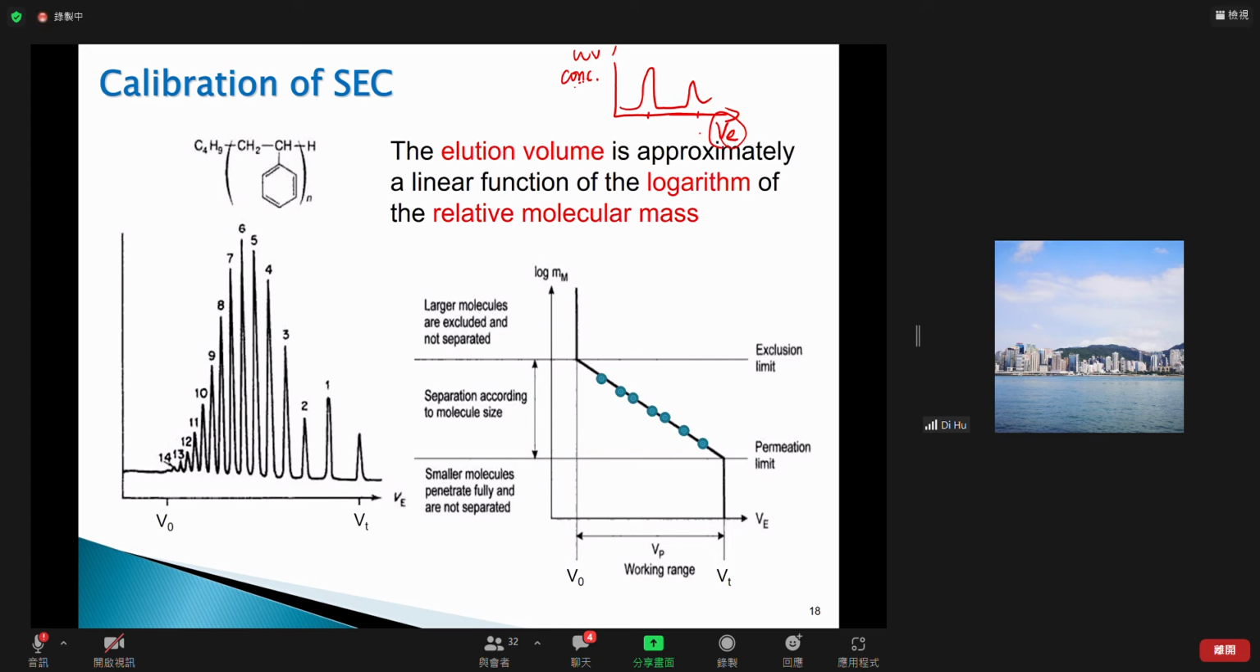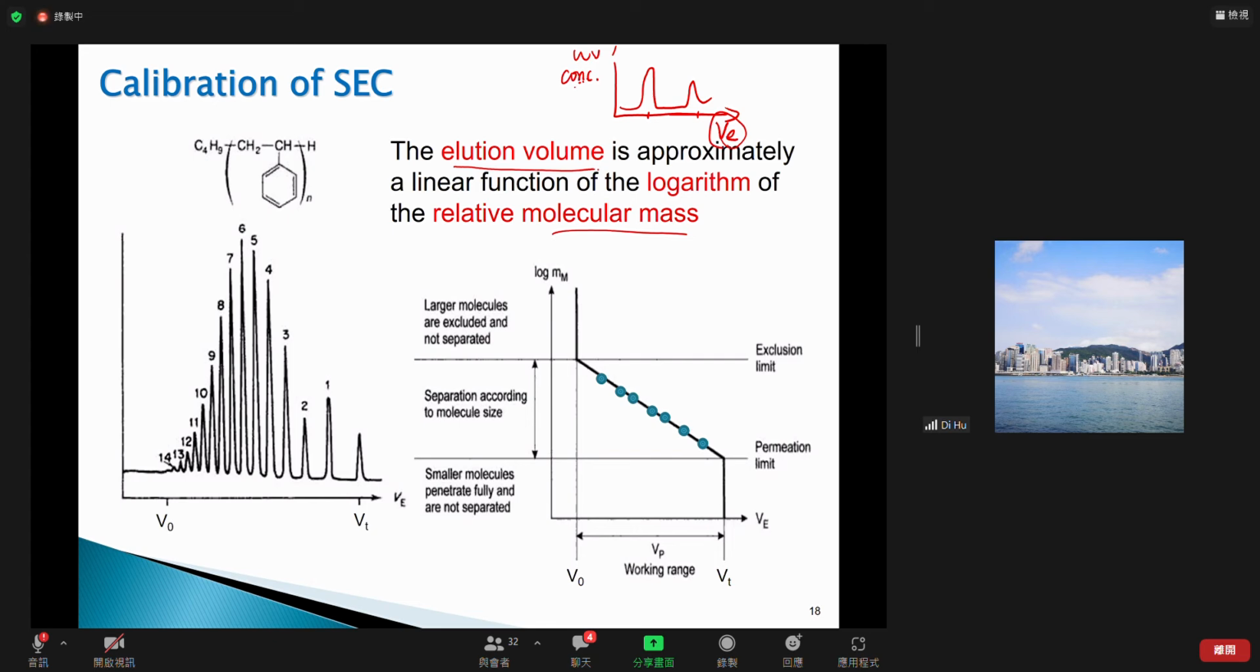But here, because you aim to talk about molecular weight, because for the polymer, as the molecular size increases, the molecular weight increases as well. So you can relate that indirectly to molecular weight. That's why we want to build a relationship between molecular weight and elution volume.